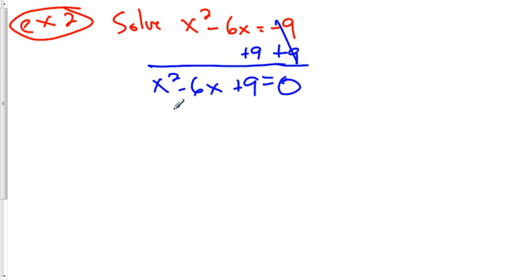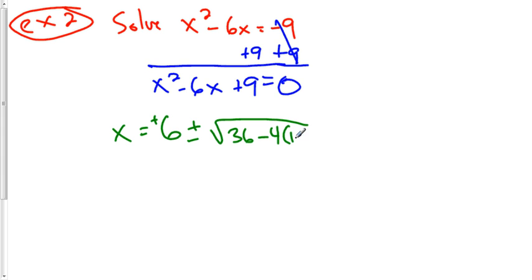I'm not going to write out the formula again. We know x equals negative b. So that's going to be positive 6. That's the opposite of b. Plus or minus the square root of b squared. Negative 6 times negative 6 is 36. Minus 4 times a, which is 1, times c, which is now 9. All over 2a. 2 times 1 is 2. 4 times 9 is 36.